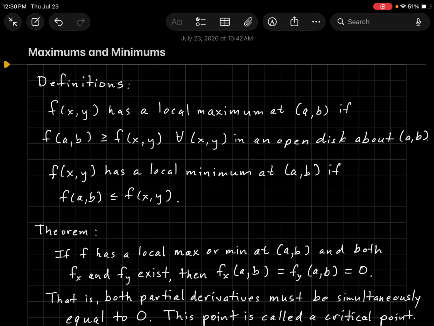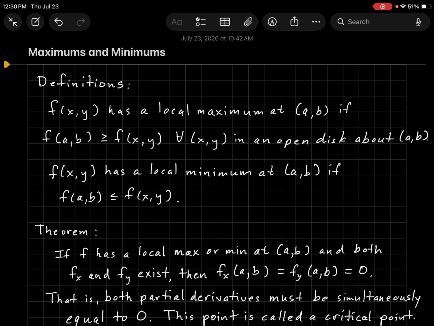Local maximums and minimums. There are a lot of definitions and theorems in this video, so I don't want to dwell on just reading definitions and theorems. So I recommend that maybe you stop the video and copy these down and think about these things a little bit.